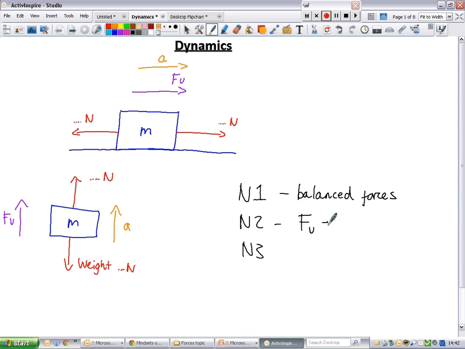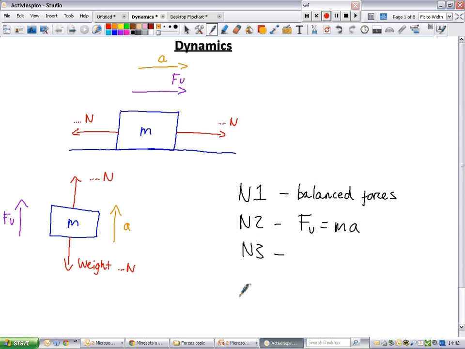Newton 2 is basically F equals ma. So your unbalanced force is equal to mass times acceleration. So that just basically tells you that if you've got an unbalanced force going in a particular direction, like I've drawn in here, then you will have an acceleration in that direction. But the size of that acceleration depends upon the mass. The bigger something is, the harder it's going to be to accelerate.